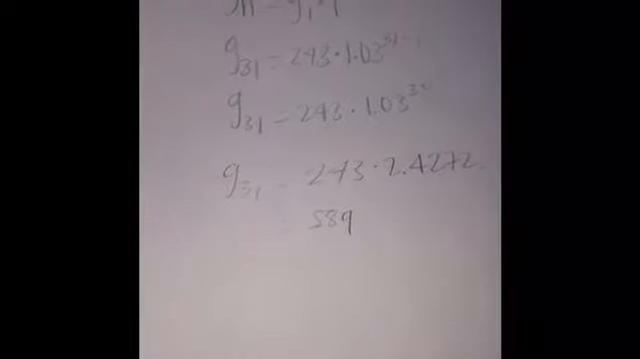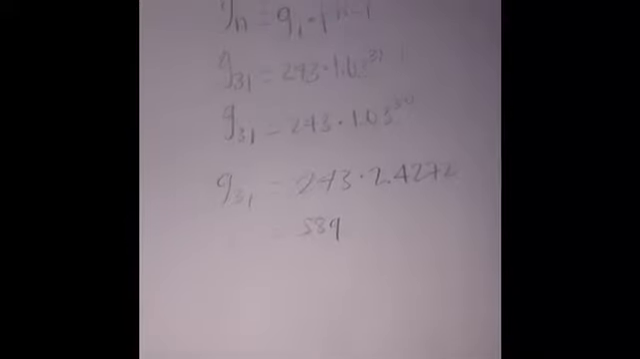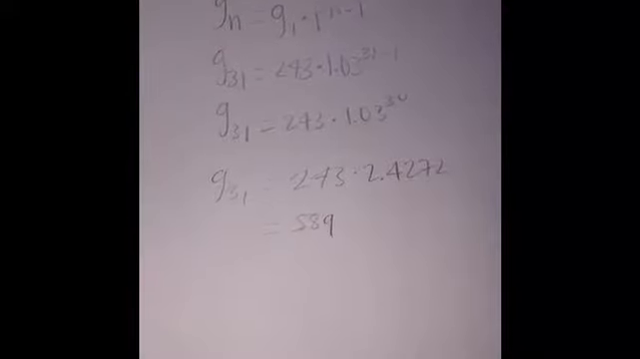So our formula Gn is equal to G1 times R to the power n minus 1, and we get G31 equals 243 times 1.03 to the 31st minus 1, and the next step you subtract 31 minus 1 and you get 30, and so you get G31 is equal to 243 times 2.4272, which equals 589.